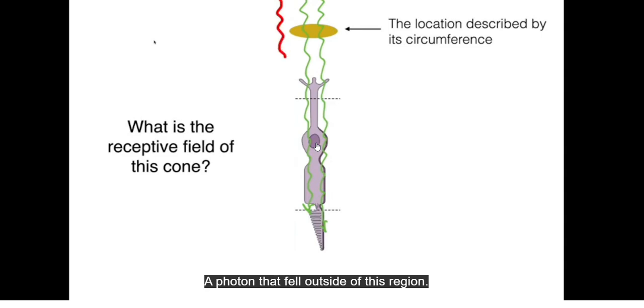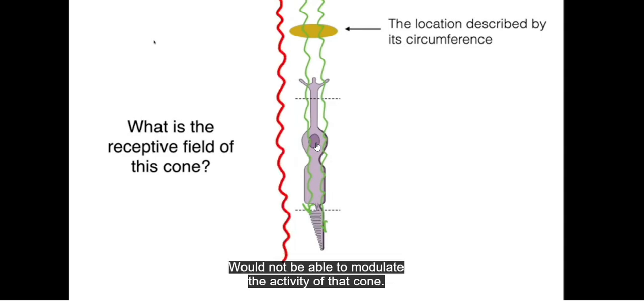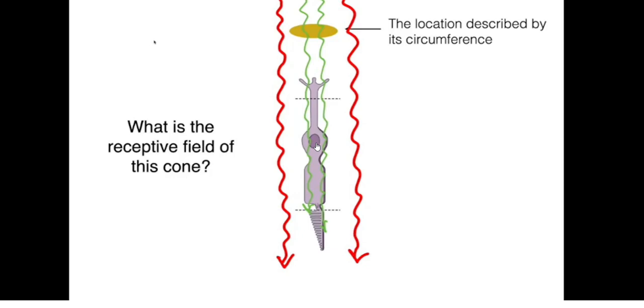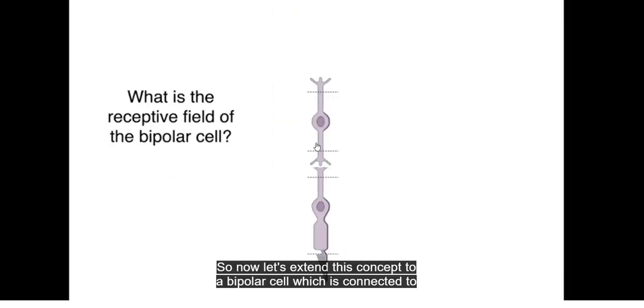A photon that fell outside of this region would not be able to modulate the activity of that cone because it wouldn't hit any of the disks and therefore wouldn't interact with an opsin molecule that would be able to influence the activity of that cone. So now let's extend this concept to a bipolar cell, which is connected to the same cone that we were just looking at. And what's the receptive field of this bipolar cell?